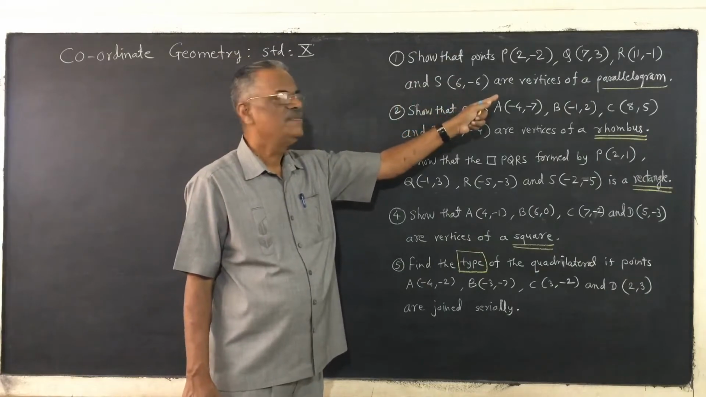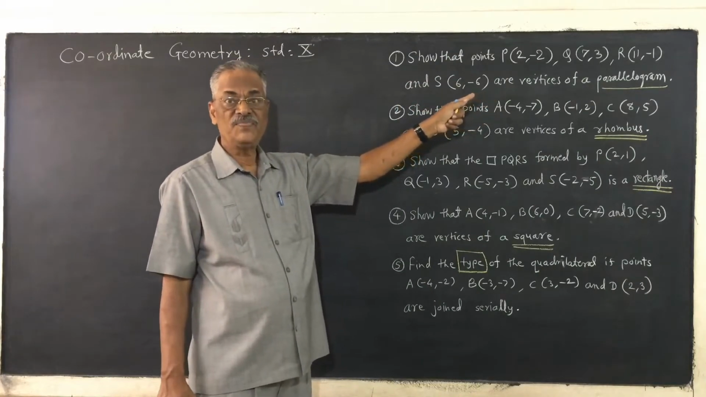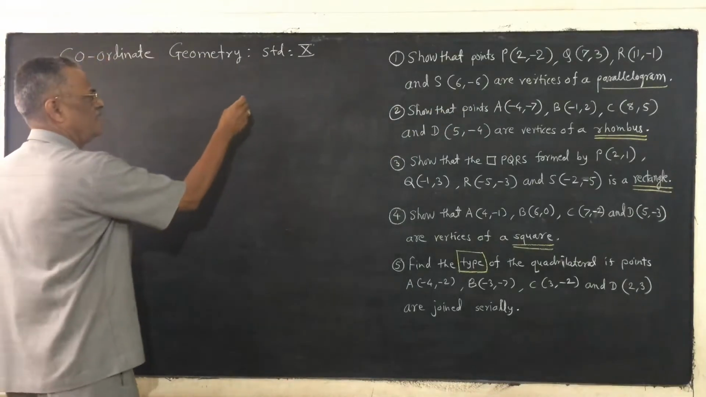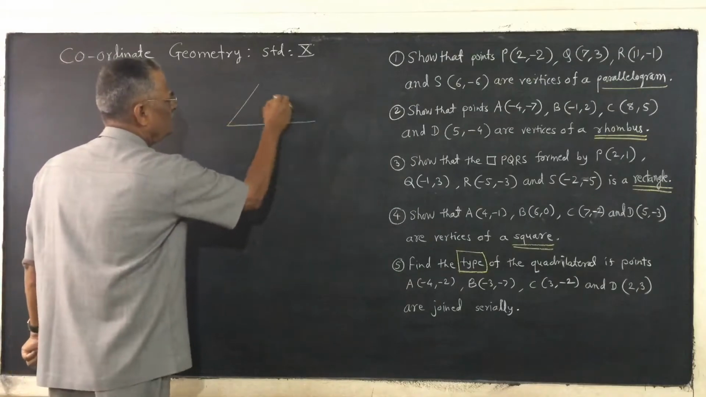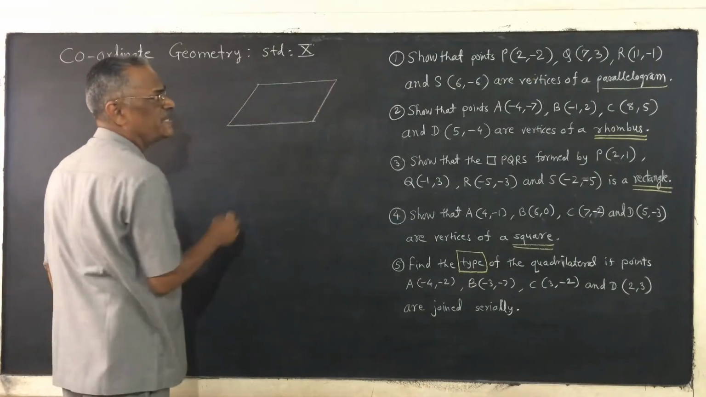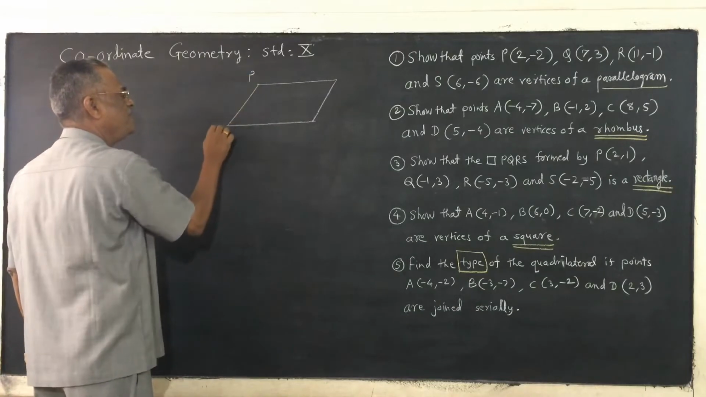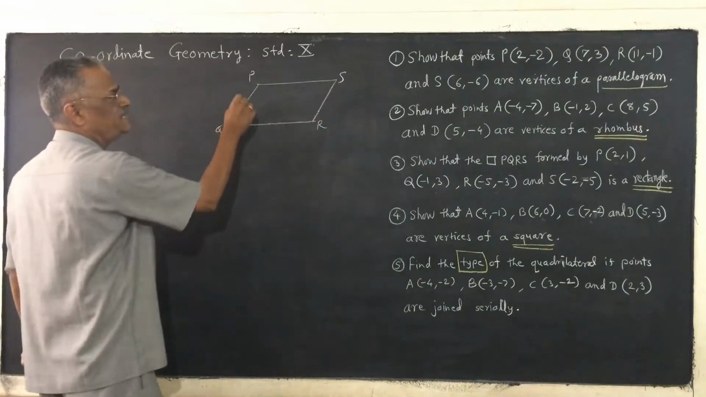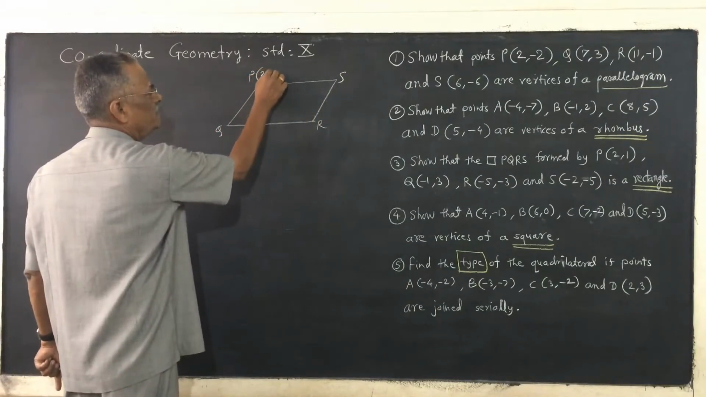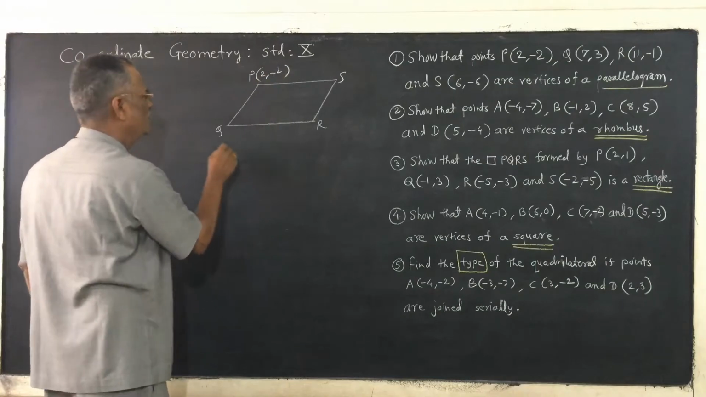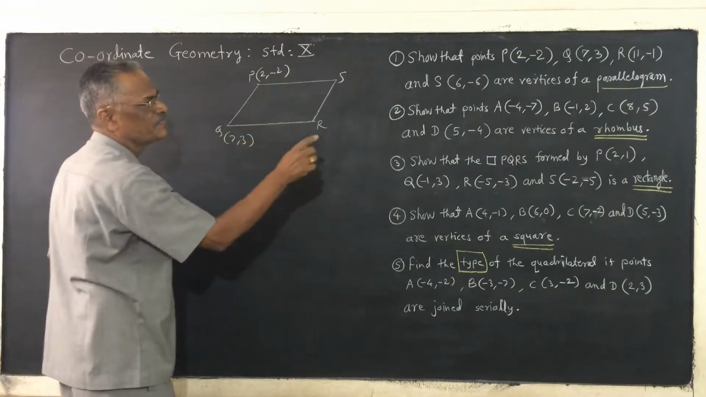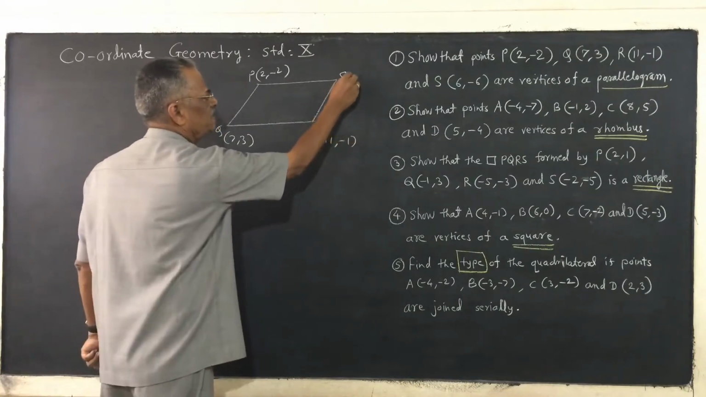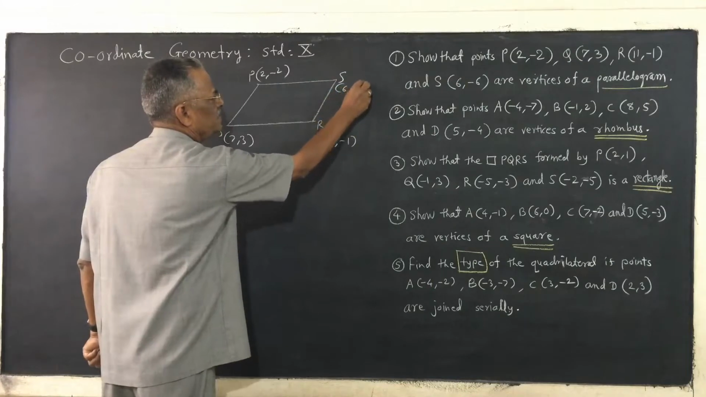So first, parallelogram. We have to prove that it is a parallelogram. You can draw the rough diagram for the solution of the first example. The vertices are P, Q, R, S and the coordinates are given. P is (2, -2), Q is (7, 3), R is (11, -1), and S is (6, -6).